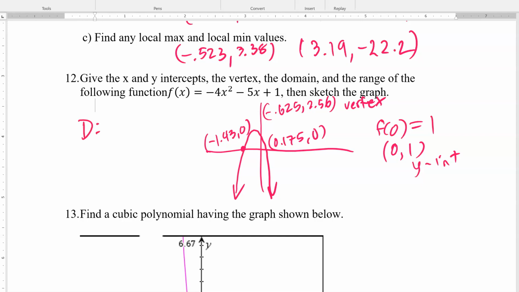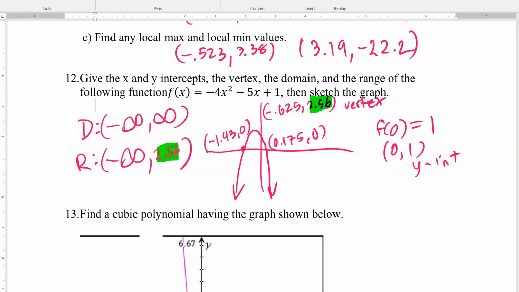No. Our domain, f goes left forever, right forever. Range. Graph goes down forever. But it stops at what y value? Well, ask the vertex. What's the y value? 2.56. So that would be the range, except this needs to be a bracket here. Ah, there's lots of these, right?